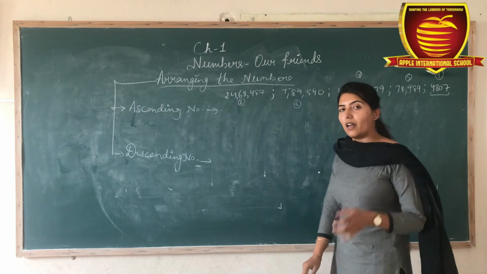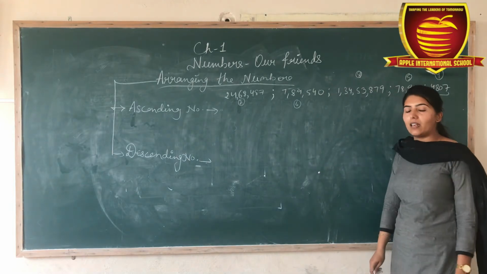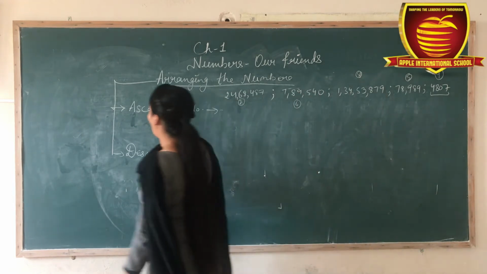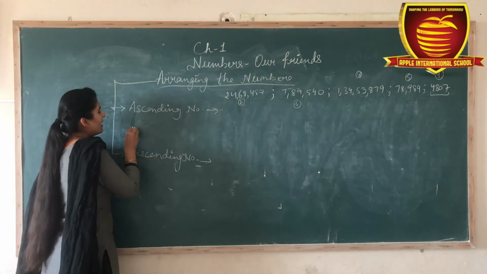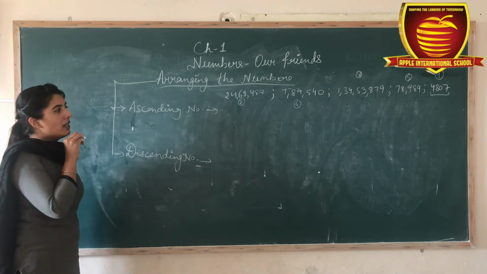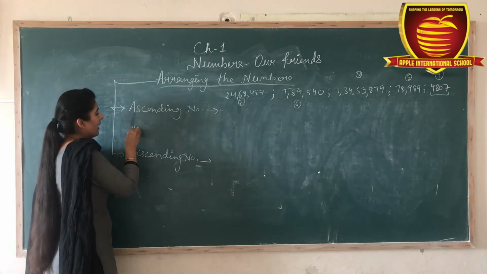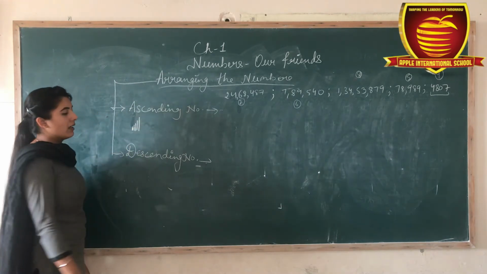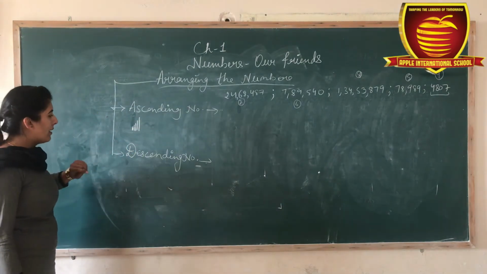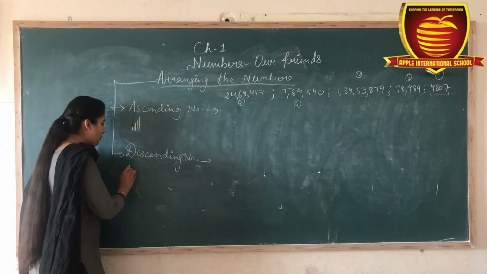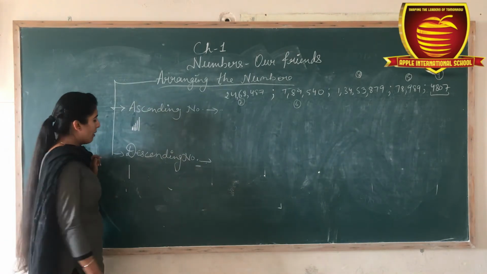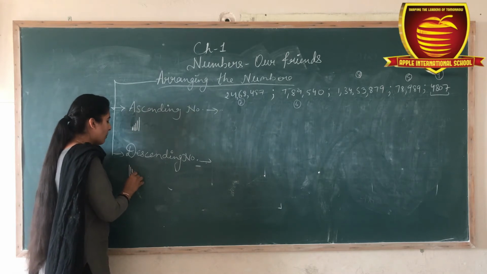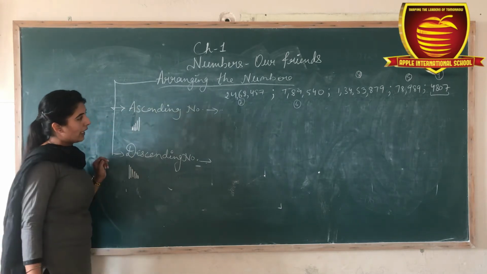Now we know that in ascending order, firstly we have to write down the smallest number, then greater than that, greater and greater. But in descending order, firstly we have to write down the greatest number, then smaller, smaller and smaller.